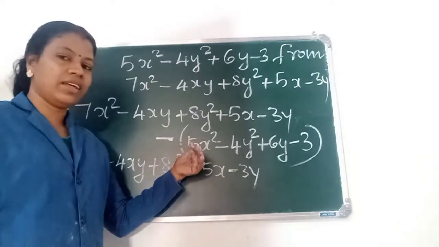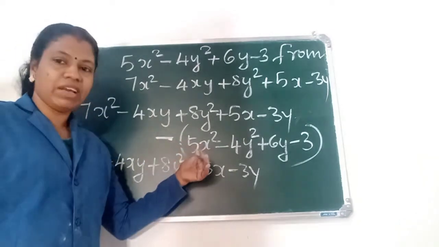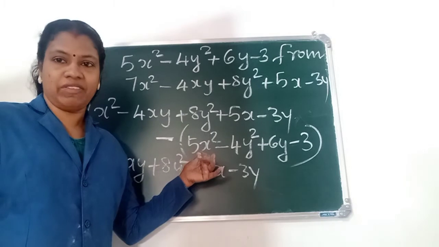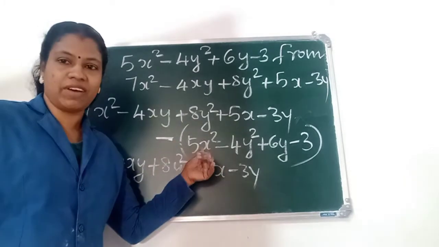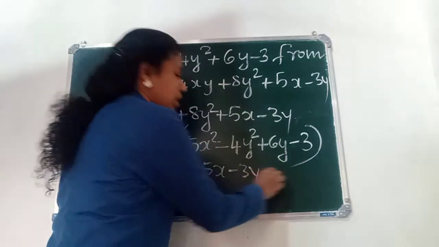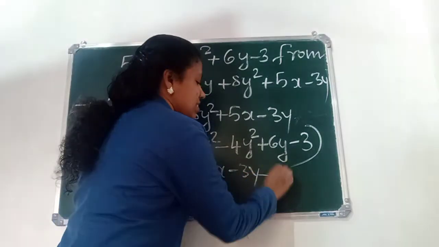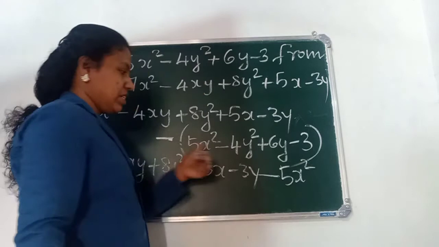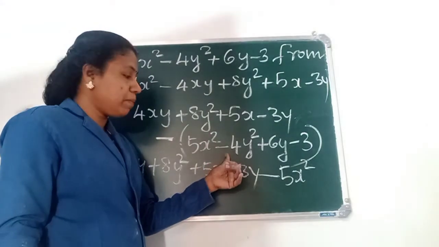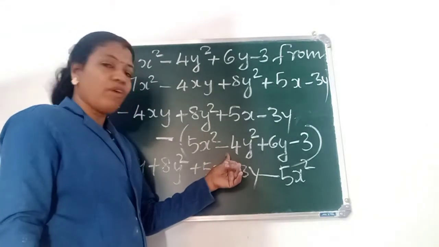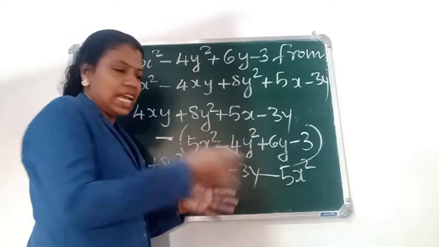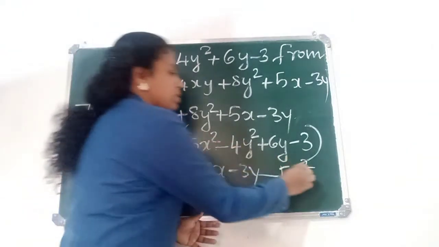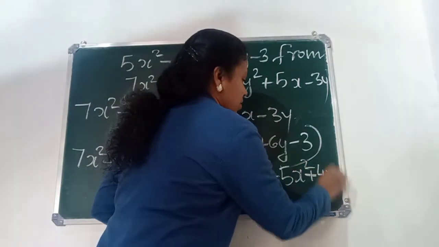So here, 5x square actually means plus 5x square. Inside the bracket it is minus 5x square, so that becomes minus; we change the sign. Minus 5x square. Next, minus 4y square: just change the sign. Minus into minus becomes plus 4y square.